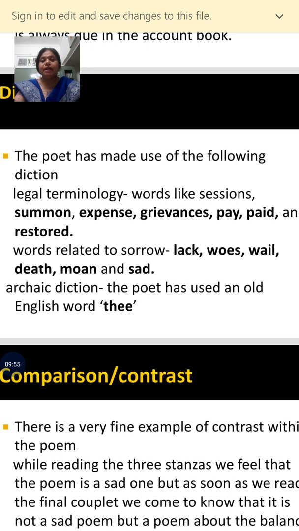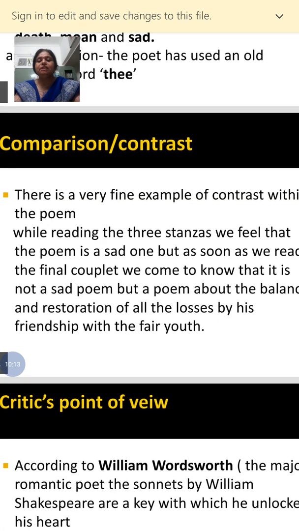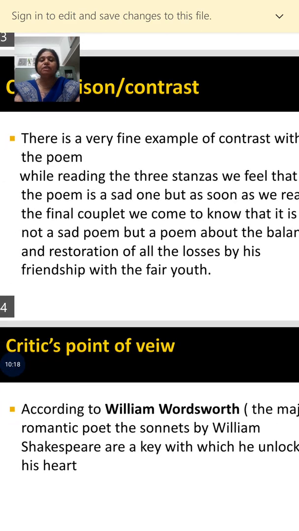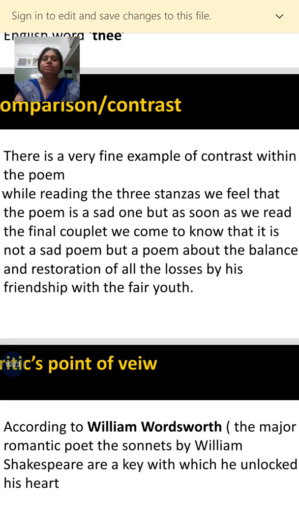Now he has made use of old or archaic language. So, archaic language: thee, thou, goeth, showeth. So, he has used this word thee. So, that was diction. Now we come to the point comparison and contrast. So, there is a very fine example of contrast within the poem. While reading the three stanzas, we feel that the poem is a sad one. We feel that he is relating to his past sad incidents.